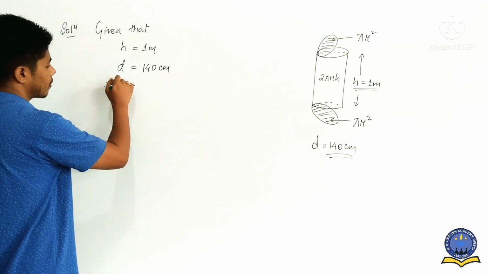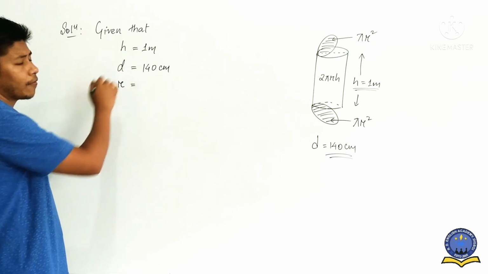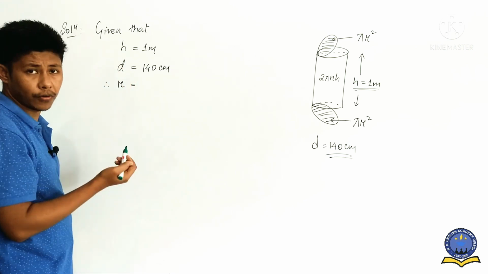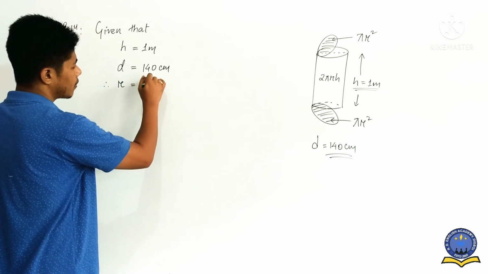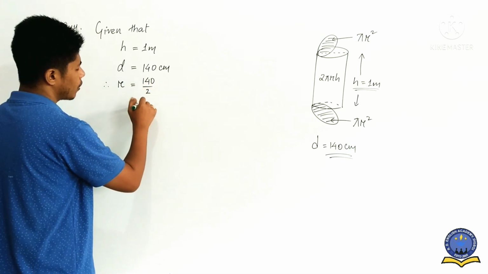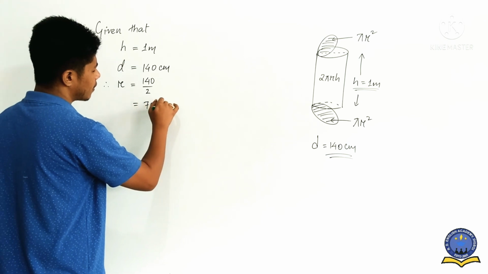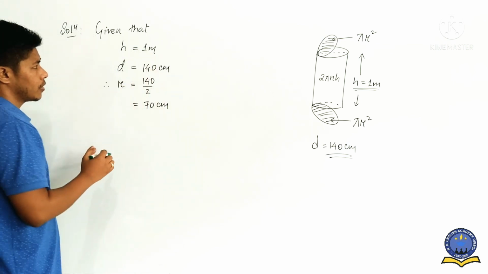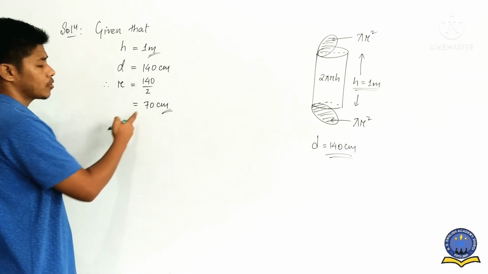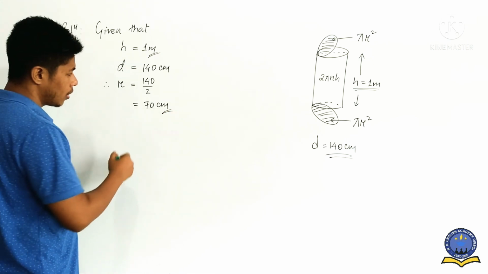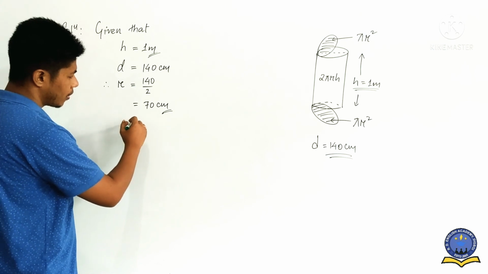Radius equals half of the diameter. All of you know this one. So radius equals half of the diameter, that is 140 by 2, which is 70 centimeters. But you see the units here are meter as well as centimeter, so we have to convert this into meters. So how can we convert this?